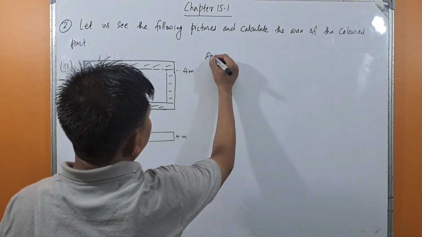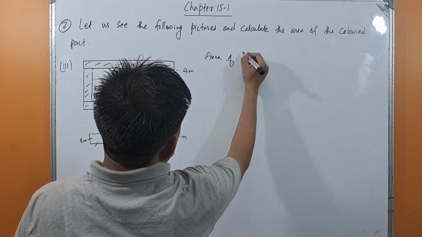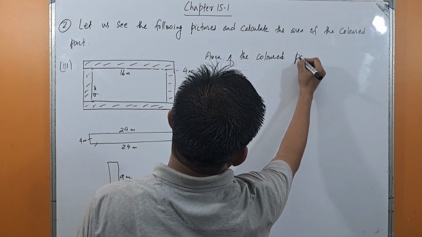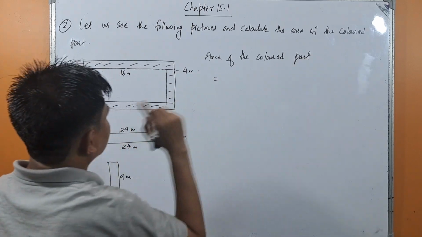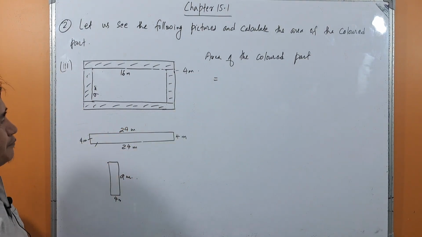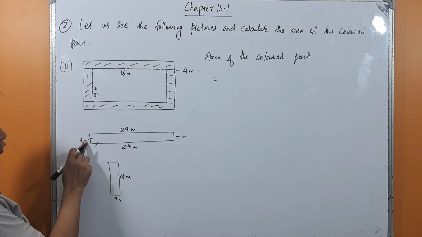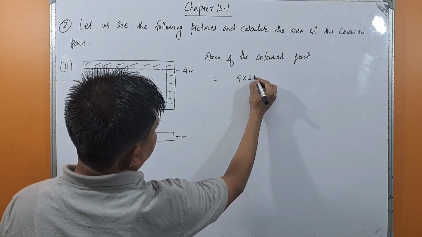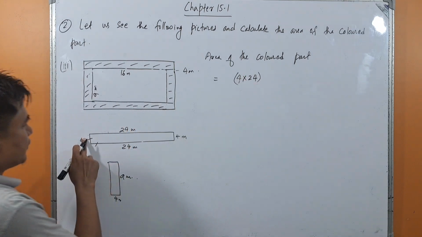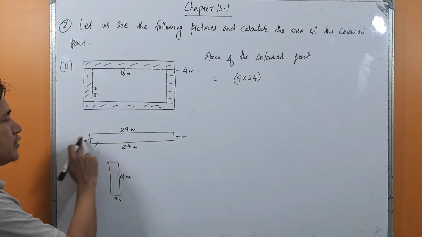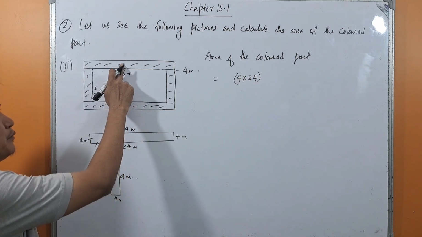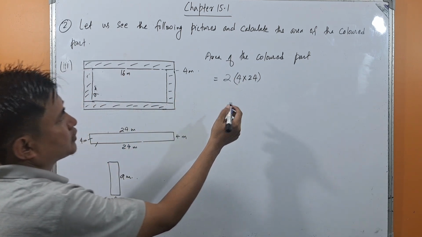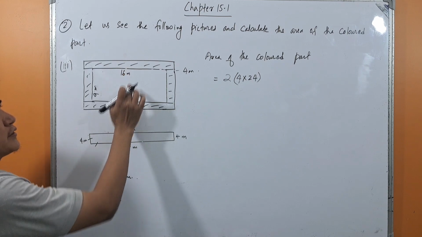So area of the colored part equal to, first we write the area of this rectangle. Okay, 4 into 24. We multiply the adjacent sides, isn't it? When we multiply the adjacent sides, we get the area of this rectangle. But a similar rectangle is here as well, so we multiply with 2, meaning we get the area of two rectangles.